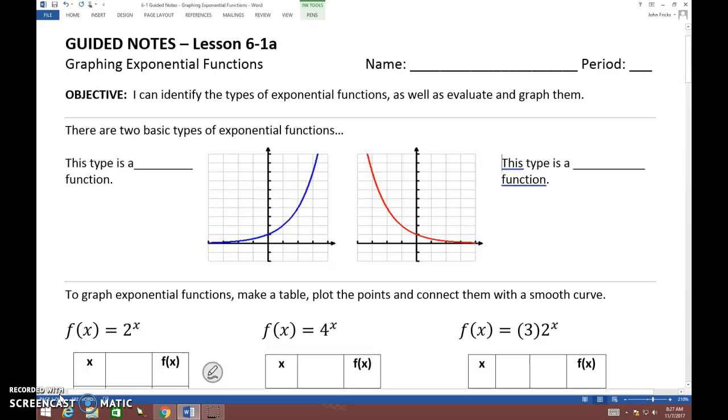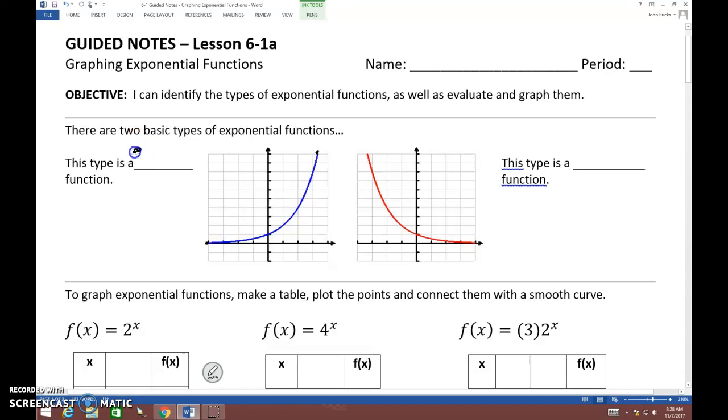The first thing it says up here is there are two basic types of exponential functions. We kind of briefly talked about those a while back, and they're shown up here on the board. The ones we're looking at, if you notice, there's a blue graph and a black graph. The blue graph, as I move from one side to the other, is doing what? Increasing or decreasing? Increasing. So the type of graph, it says this type is a blank function.